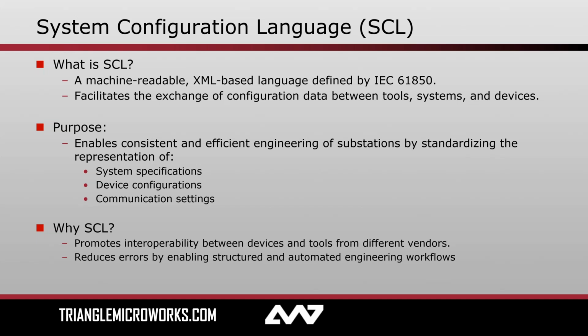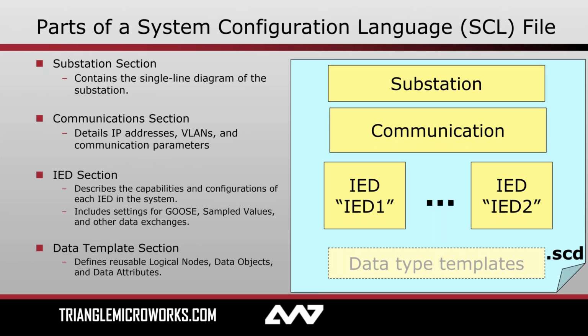As I've said, you can describe system specification, your device configurations, and all of your communication settings, all in this common file format. And that's a good segue into what are the different parts of an SCL file. So these are the different parts that you can have, and not every file will necessarily contain all of them, although most will. The one that you might see left out is really going to be the substation section at the top, because that applies as we move later on in the process.